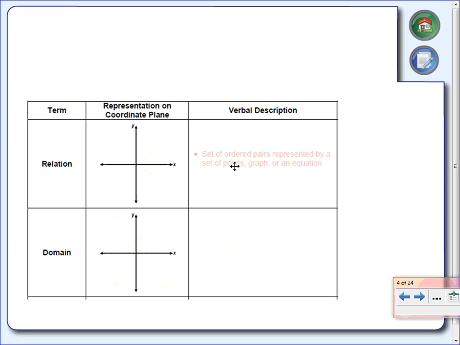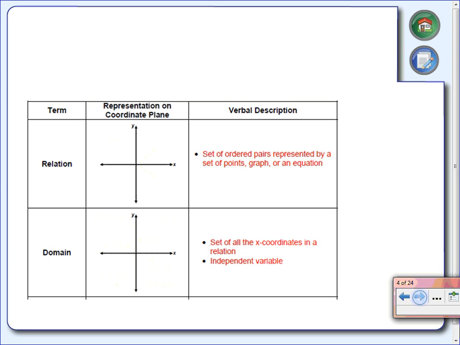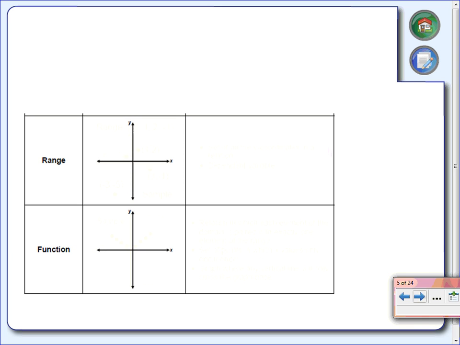We also have the word domain. Anybody remember what that word domain was? X. Domain was the x value. Domain is the x coordinate in a relation. And I'm going through this kind of quick, guys. Like I said, we've already covered this. If you weren't here, just get it from one of your buddies. Range. Domain is x. Range is the y. The y coordinate.